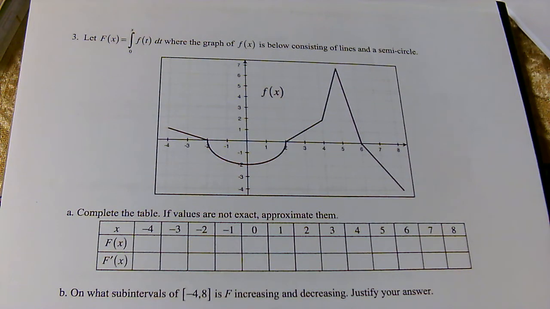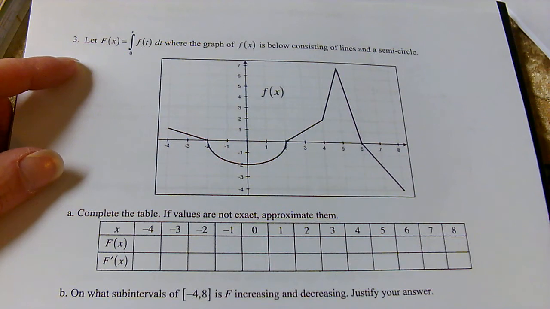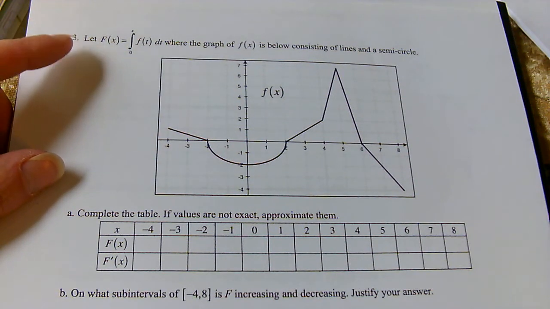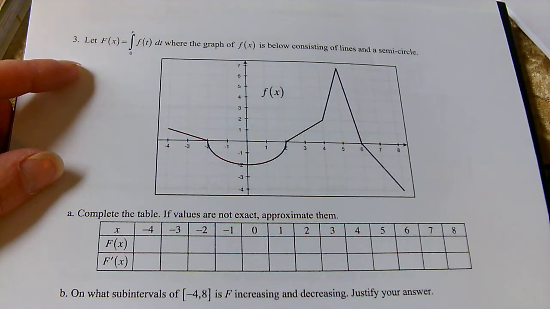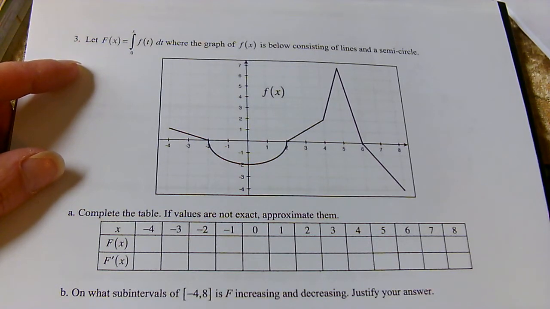To review the accumulation function, I chose a problem from page 180 of the Master Math Mentor document. This is one of the homework or practice problems. So we have the graph of f of x, and the accumulation function is the definite integral from 0 to x of f of t dt. So it's the accumulation of the area from 0 to certain x values.